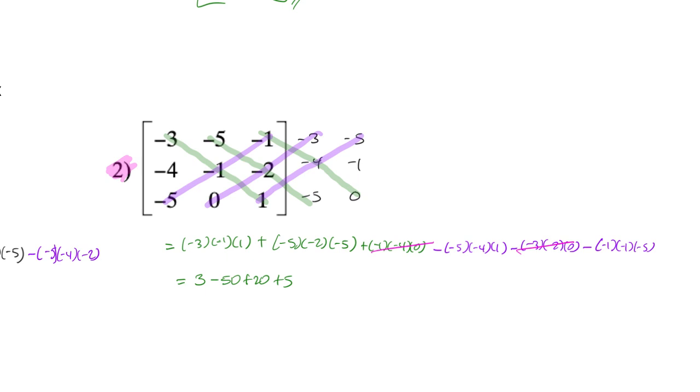We do have a small mistake here. This should have been -20, because we have negative times negative, that is going to be positive, but we had that minus out here. So that means that I have 3 minus 50 minus 20 plus 5. And that's going to give you -62. And that's it for this video.